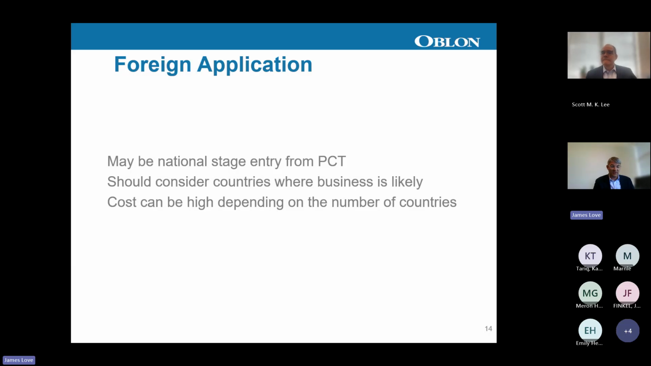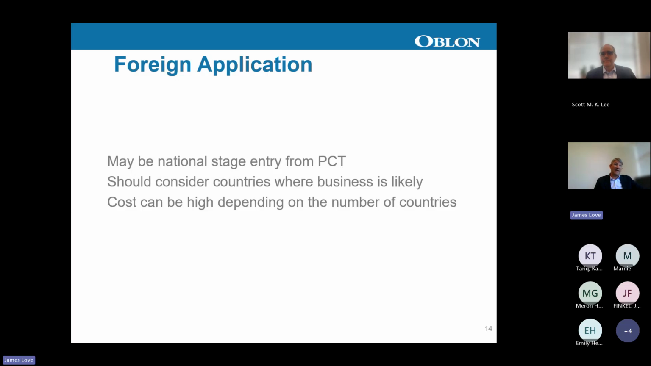So you could file a US provisional, and then within 1 year, you could file an application in France or in Germany. But oftentimes, most applicants actually file the PCT first, and then they make their decision about where they want to go after that. And what countries should you decide? Well, you say, what countries do I want to cover? Well, it's really going to be a business decision, right? You're going to want to think about where business is actually likely and would be useful.